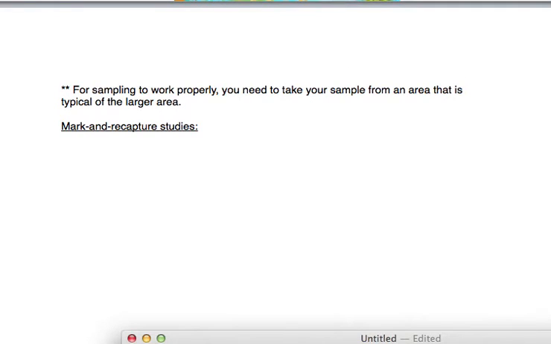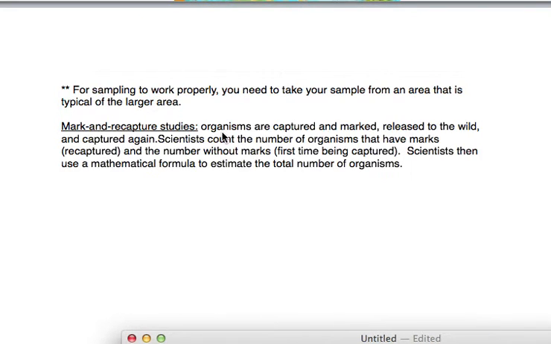And mark and recapture studies are a little bit complicated, and I'm not going to go into a whole lot of detail about it, but I'm just going to give you a basic overview. Basically, what happens is that organisms are captured and marked and then released to the wild. And then at a later date, scientists will go back to the same area and they'll collect another group of organisms, and they'll count the number that have marks. So those ones that have marks are now recaptured because they were already captured before, and then count the number without marks. And they use a mathematical formula to then estimate the total number of organisms. It's actually kind of complicated, and we're going to do a little in-class simulation of that.